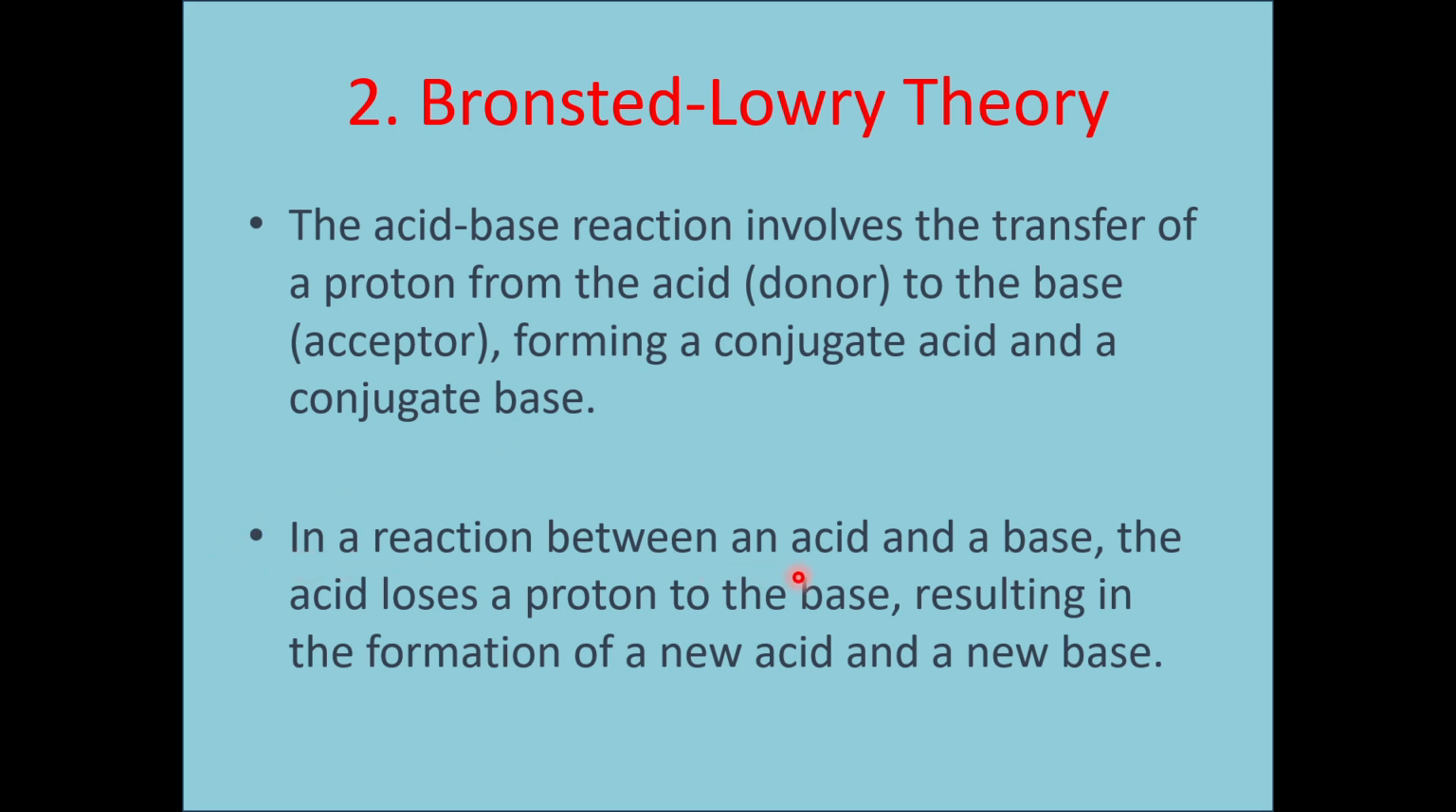In a reaction between an acid and a base, the acid loses a proton to the base, resulting in the formation of a new acid and a new base. Now when the products are formed, they are the new acid, which is the conjugate acid, and the new base, the conjugate base. Two products will be formed when an acid and a base react.